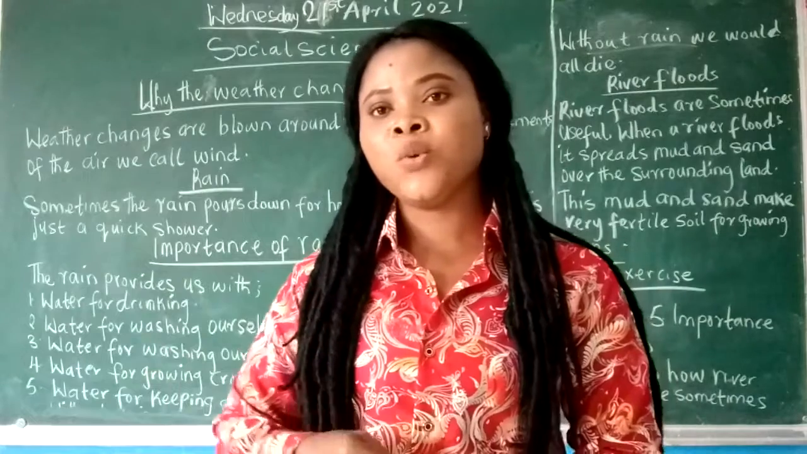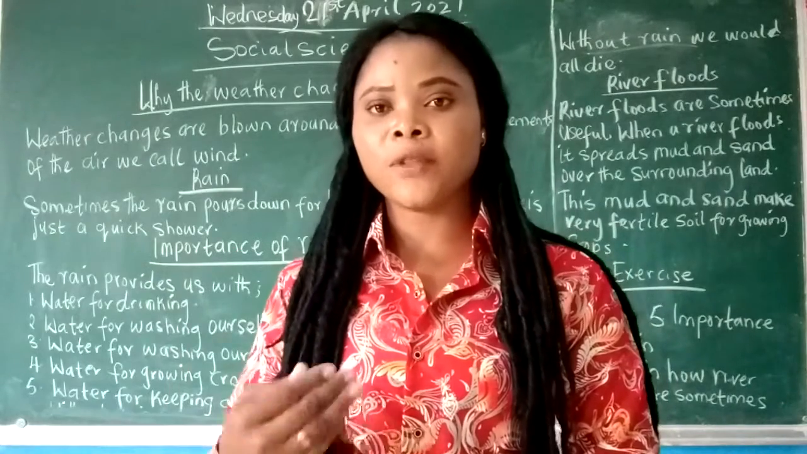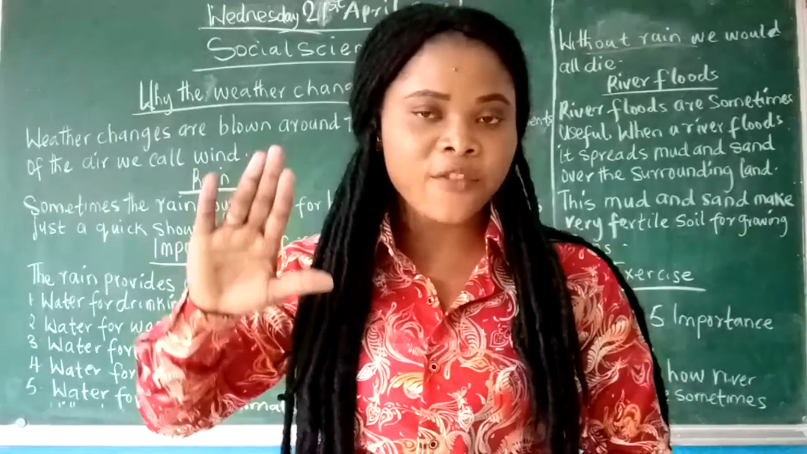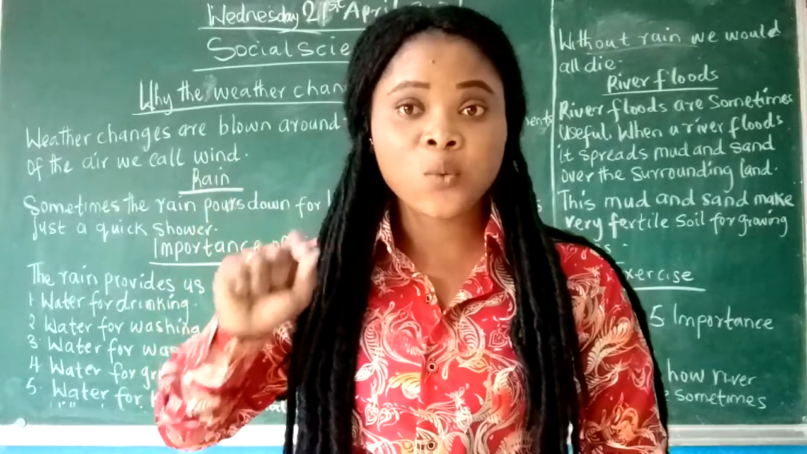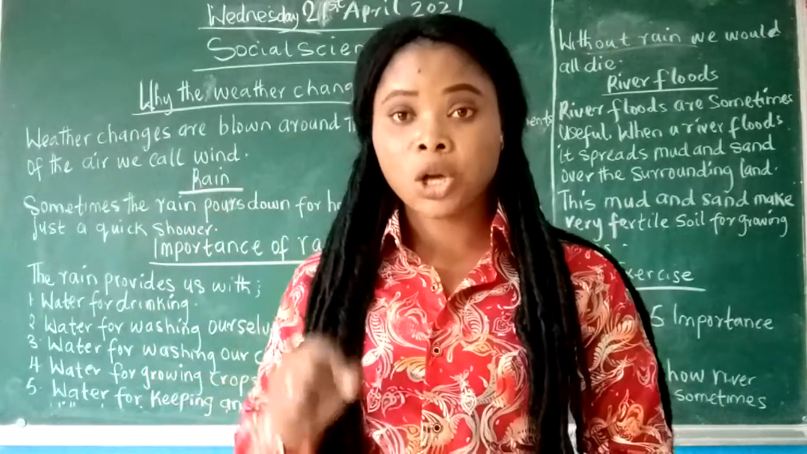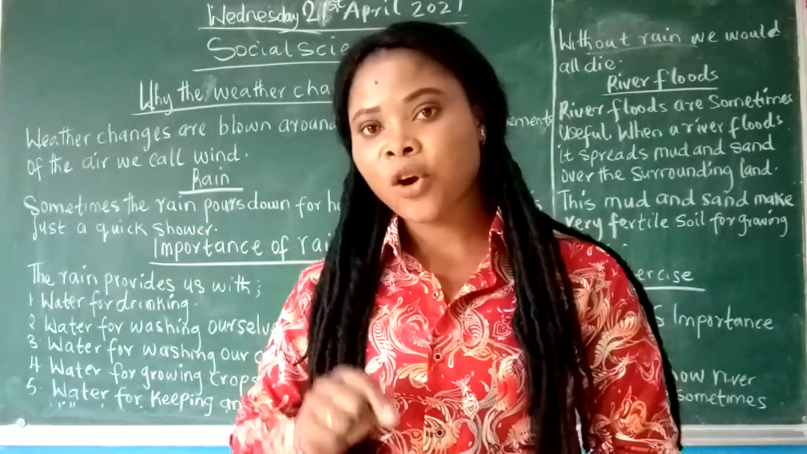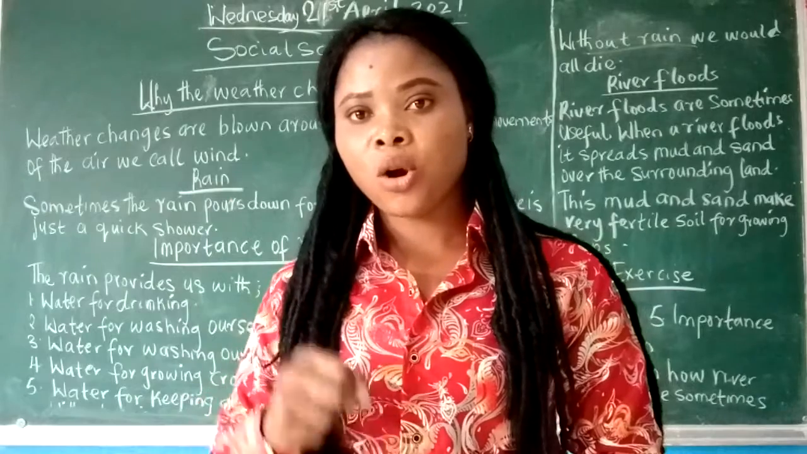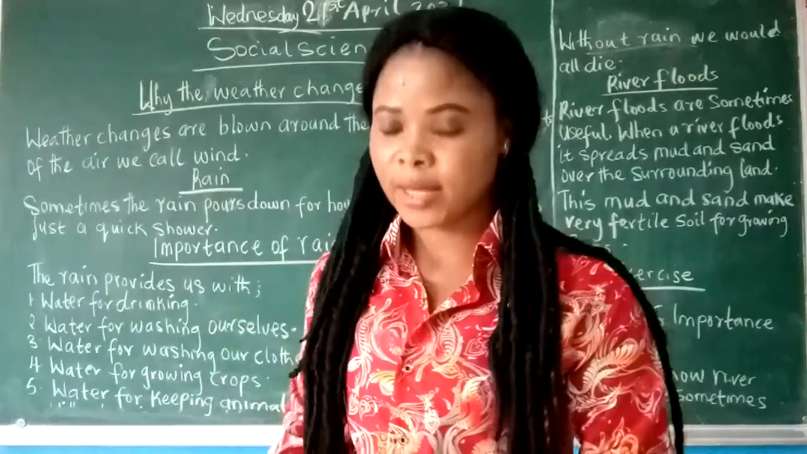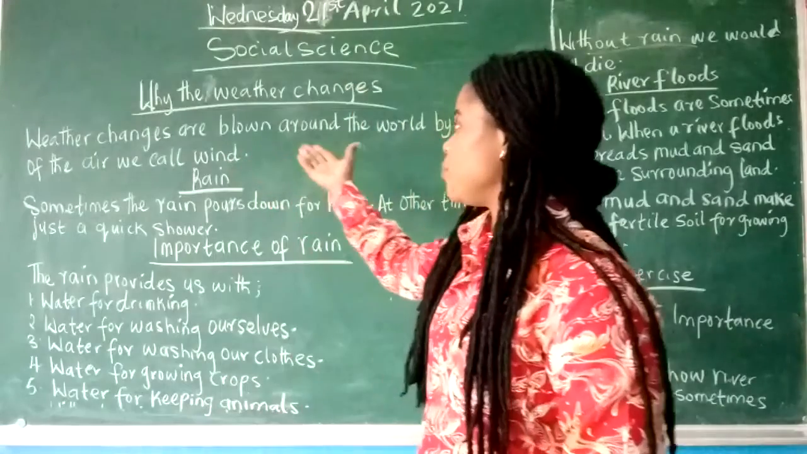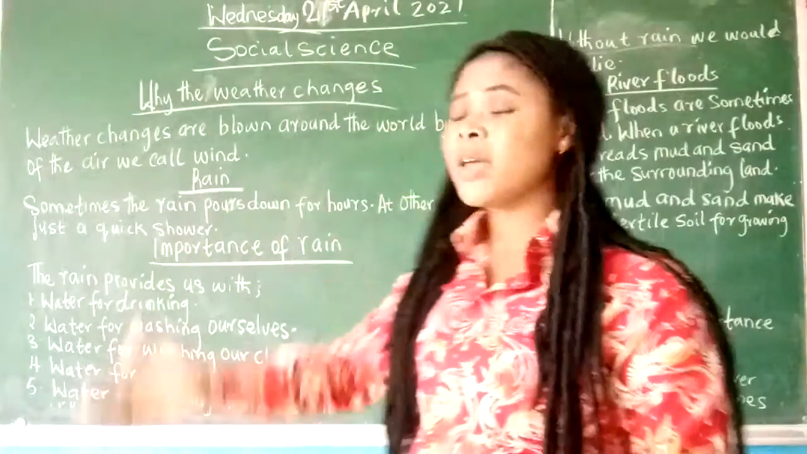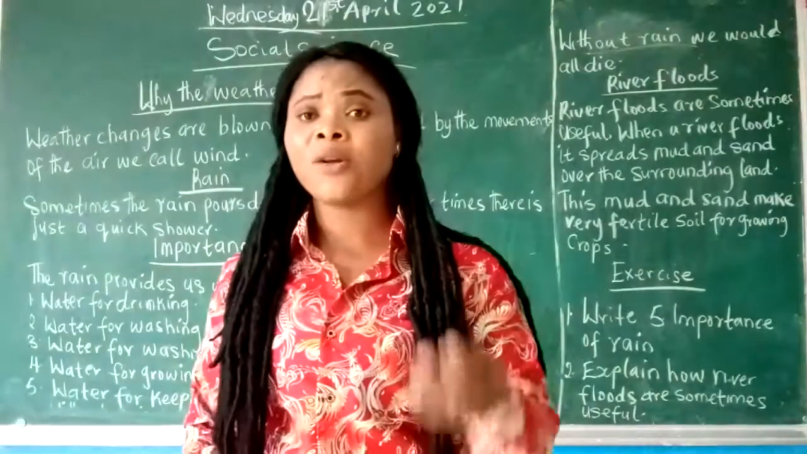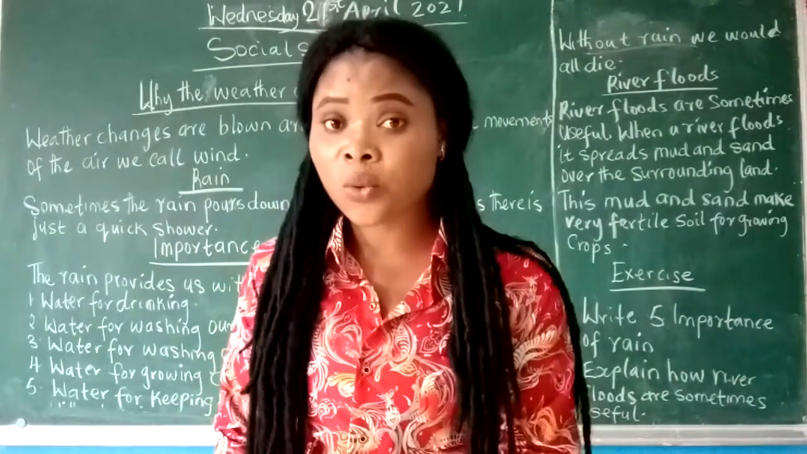So we say that the weather changes because of the movement of the air we call what? Wind. Everybody repeat after me. Weather changes are blown around the world by the movement of the air we call wind. Another one is also the rain.